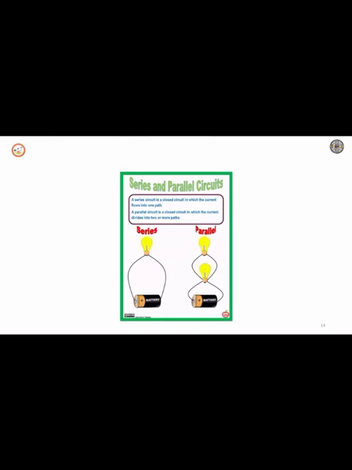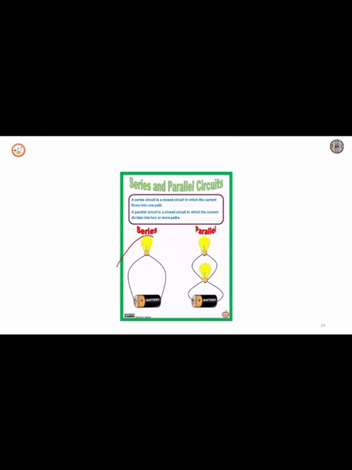So in parallel circuits, the voltages will be the same and the current will be different, as there are different loops or different branches. But in a series circuit, there will be a single loop, so the current will be the same, but depending on how many resistors or equipment are present in the circuit, the voltage will be different.